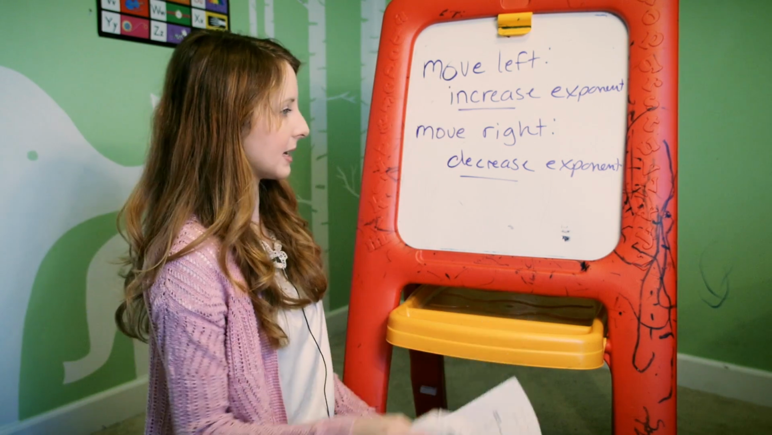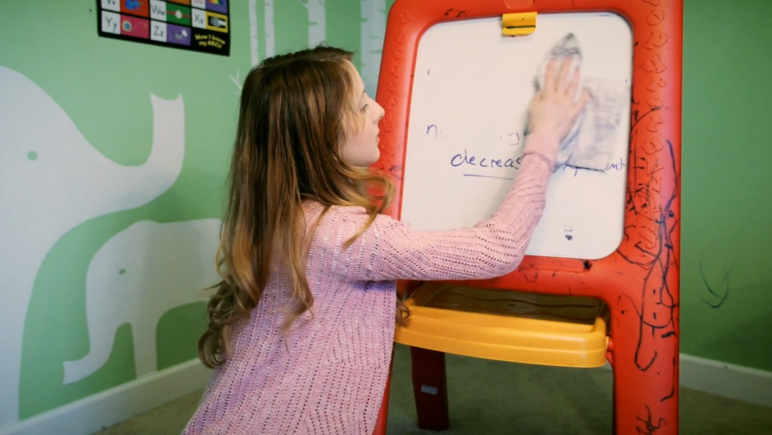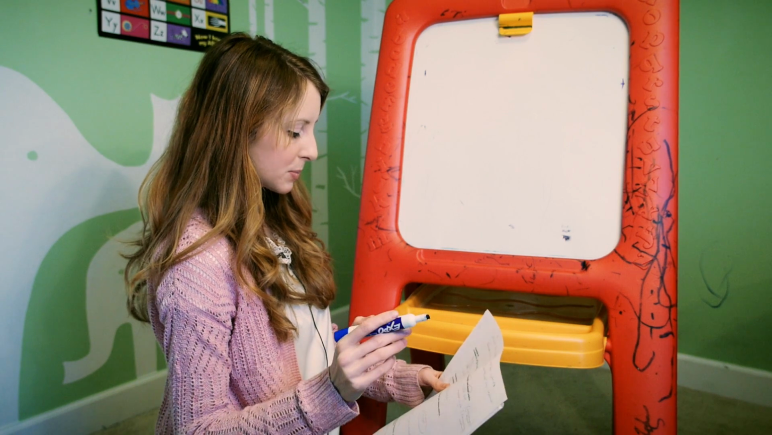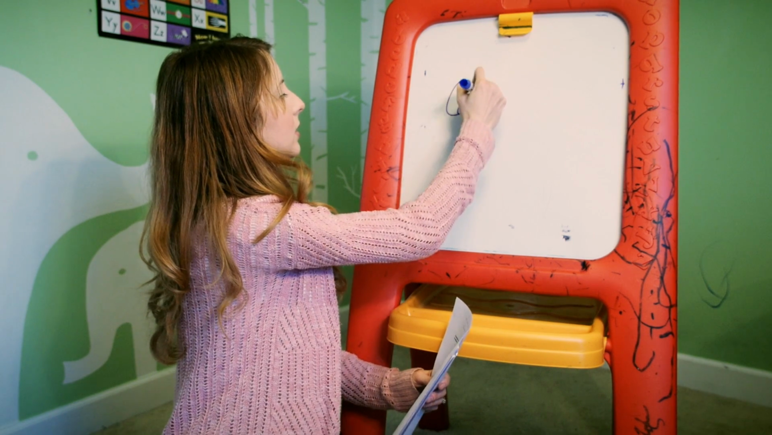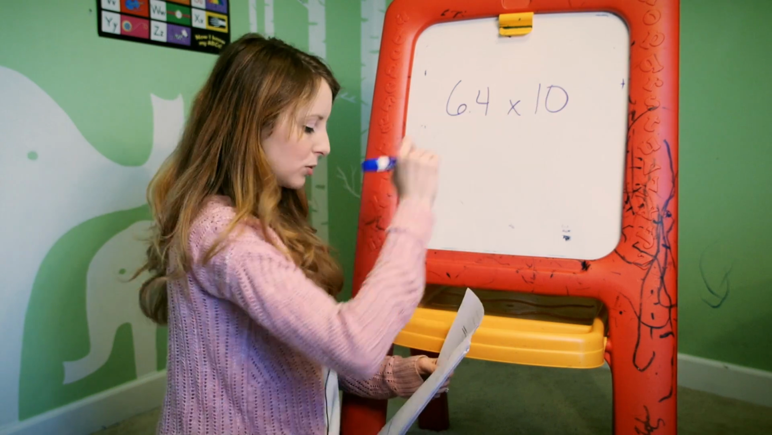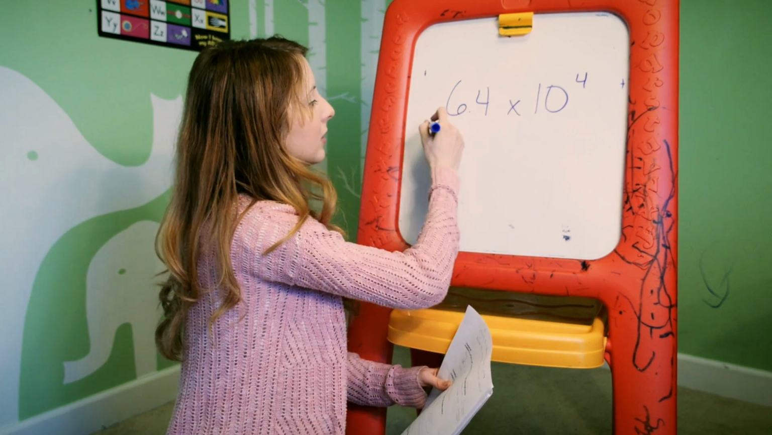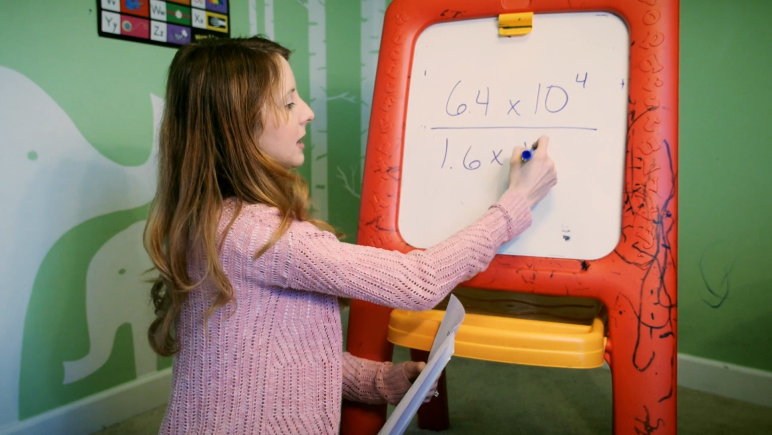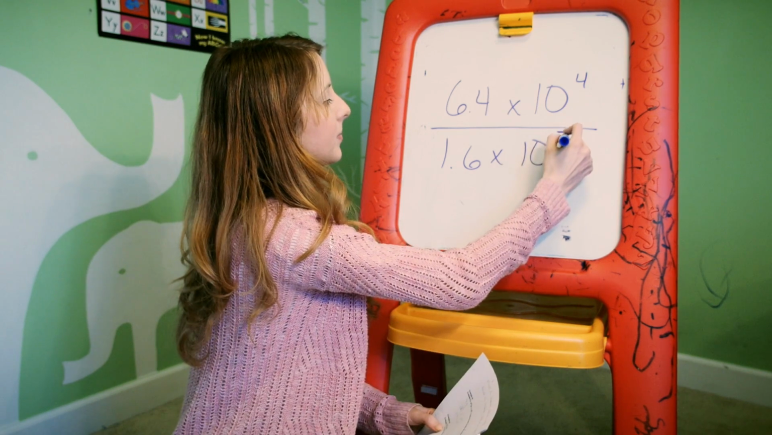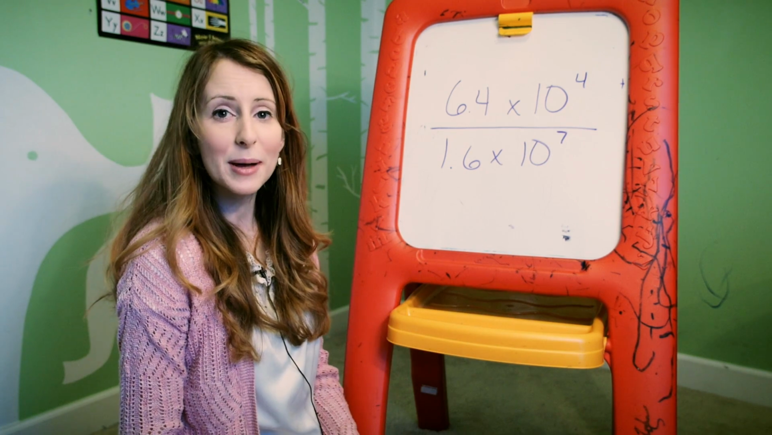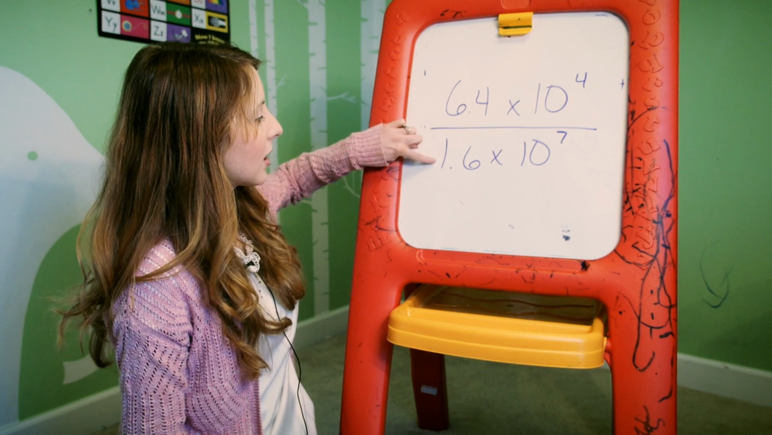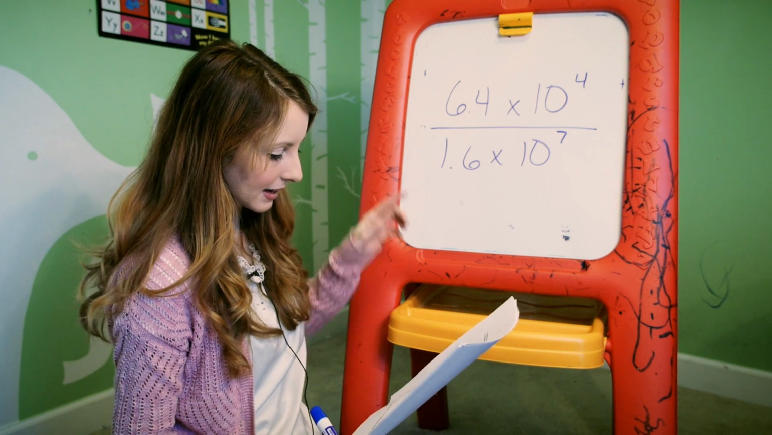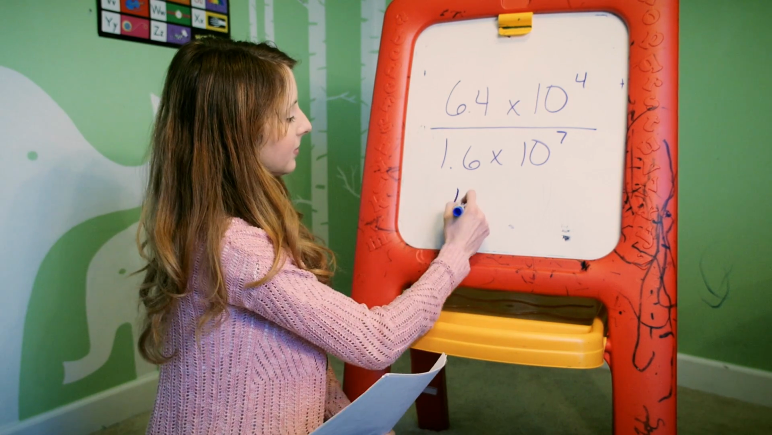All right, let's do another example. This one's dividing. We're going to take 6.4 times 10 to the 4th power and divide it by 1.6 times 10 to the 7th power. All right, remembering our two-step process, we're going to divide the constants. So we're going to take 6.4 and divide by 1.6. In that case, we'll get 4.